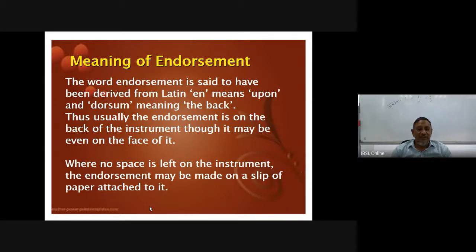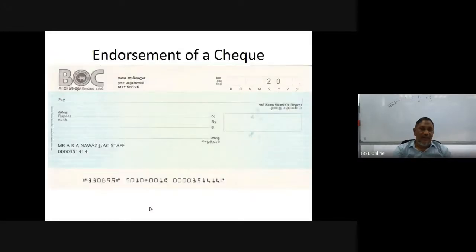Where no space is left on the instrument, the endorsement may be made on a slip of paper attached to it. So any number of endorsements can be placed. That's what it says. Now, endorsement is needed under Section 31 of the Bills of Exchange Ordinance for order cheques. If a bearer cheque has the word bearer cut, it becomes an order cheque. But an order cheque cannot be converted into a bearer cheque. A bearer cheque can be converted into an order cheque. Anybody can convert a bearer cheque into an order cheque.